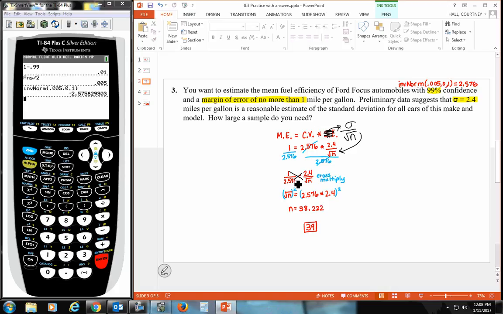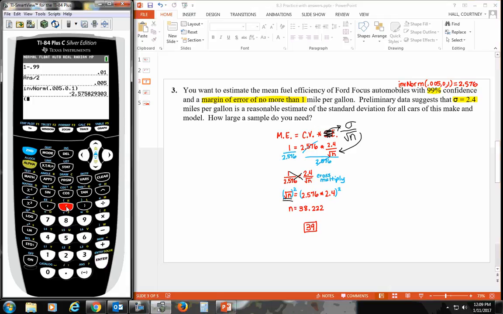Why am I not working it out? Because I don't want to round. Rounding is bad. It'll lead us to the wrong answer. So to get n by itself here, you would square both sides. And so on the calculator, I'm just going to type in my critical value, my Z star, times my standard deviation, and then I am going to square it.